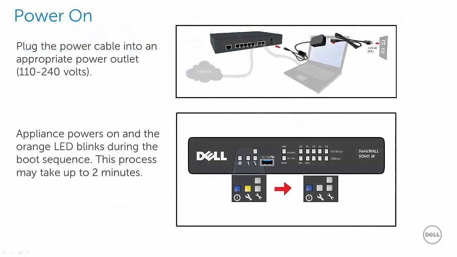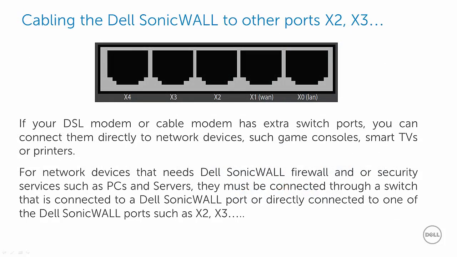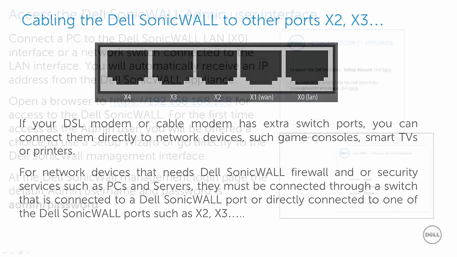To power on the firewall, plug the power cable from the power adapter to a power outlet. On the front of the firewall, an orange LED blinks during startup, which may take up to 2 minutes. If your DSL or cable modem has extra switch ports, you may directly connect them to printers, smart TVs, or game consoles. For PCs or servers that need Dell SonicWall firewall or security services, plug them directly to a Dell SonicWall port or to a network switch connected to a Dell SonicWall port.